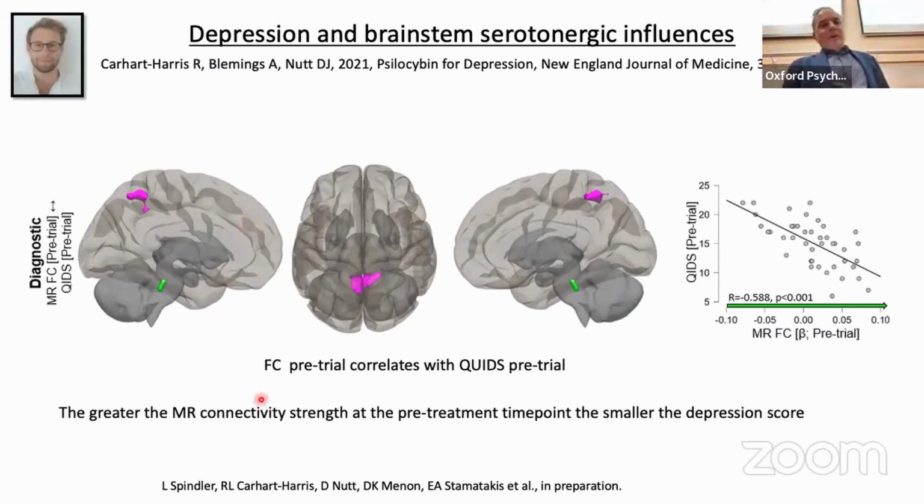And what we found was that the greater the median raphe connectivity, shown here in green, before treatment, so the greater the co-fluctuation between these two areas before treatment, the smaller the depression score. So now we're talking about some kind of diagnostic marker of people with depression. We're saying that the more connected these areas are, the less depressed the people in this population are, okay?